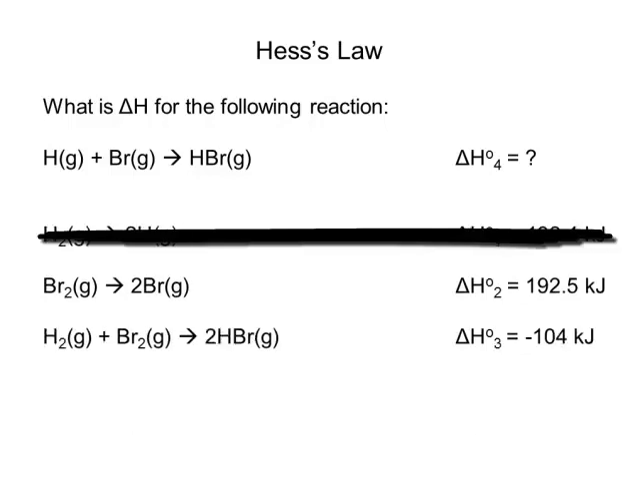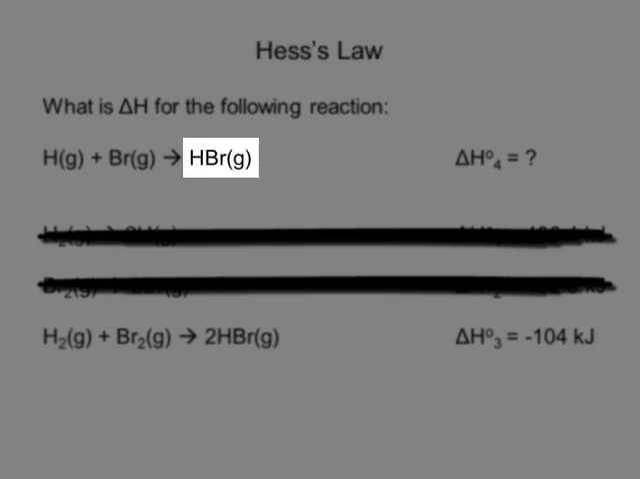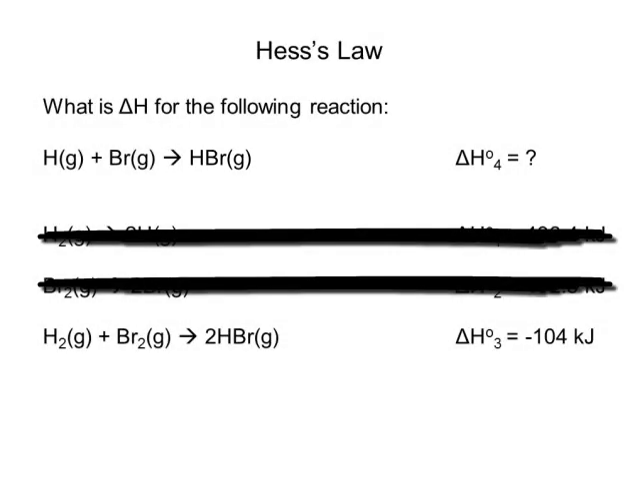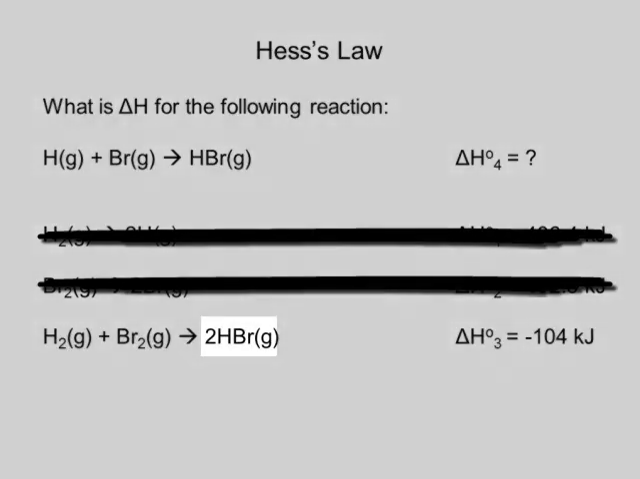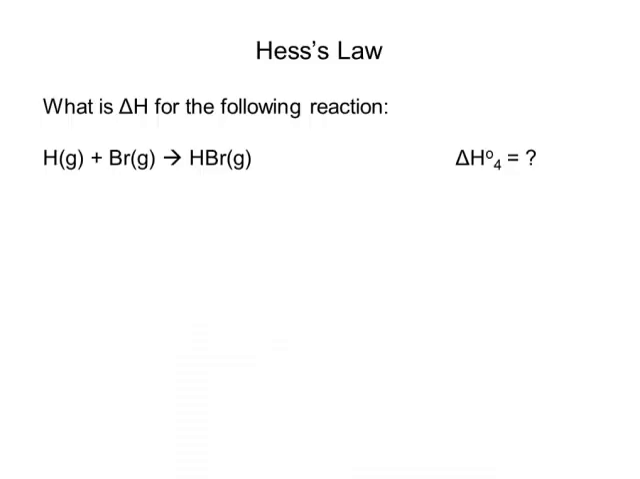All right, then I go back to my list. I've now used the second equation, so I'll cross that off as well. And now I'll go back to the reaction I'm trying to find delta H for. What's left? Well, I have HBr on the product side. Which of these equations has HBr in it? Well, the third one does.